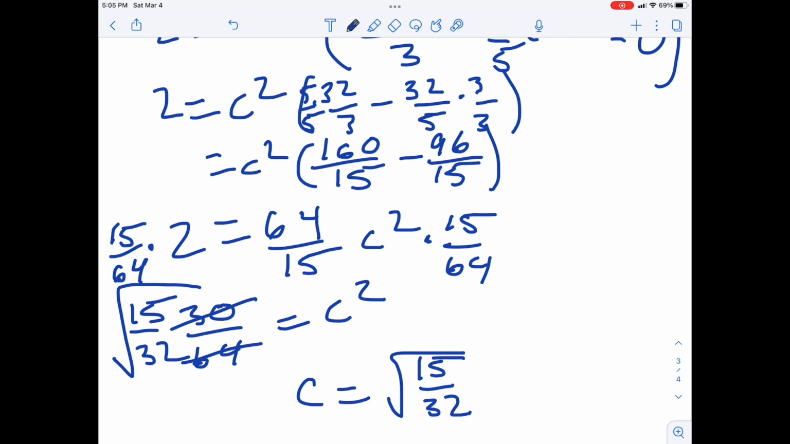You might be wondering why I didn't write plus or minus root 15 over 32, but in the question they told us that c is a positive constant, so I'm only going to account for the positive square root.